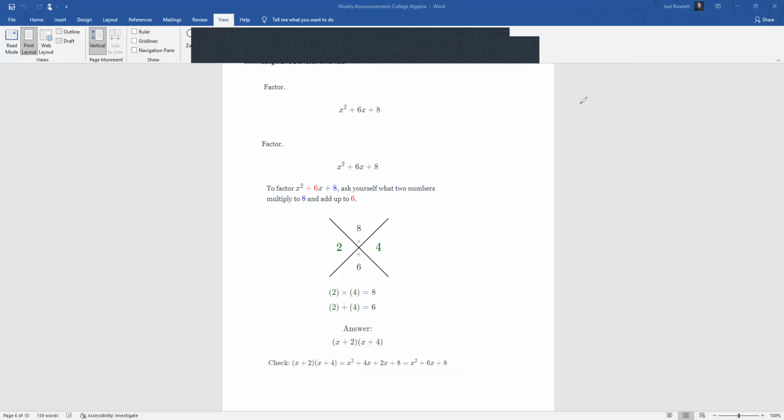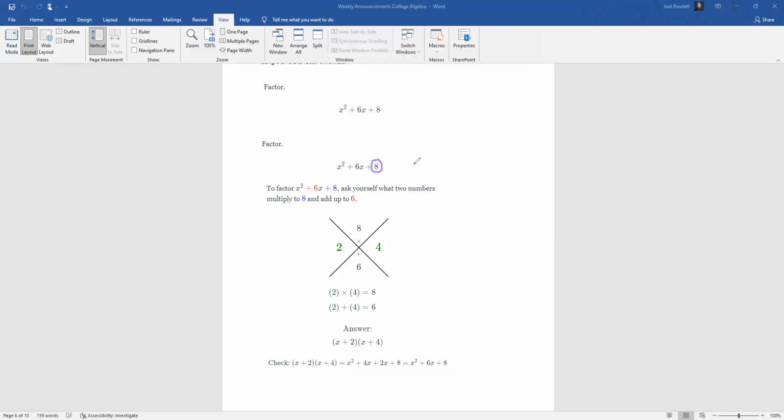Okay, for the week 5 video, we're going to look at factoring. And we have a trinomial here, x squared plus 6x plus 8, and we want to factor it. To do that, what we normally do is we look at a couple of things. We look at the constant term, which is the one that does not have a variable. In this case, we have 8. And then we look at the linear term, which is the one associated with x to the power of 1.